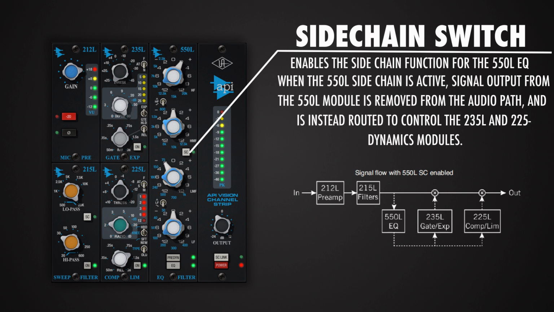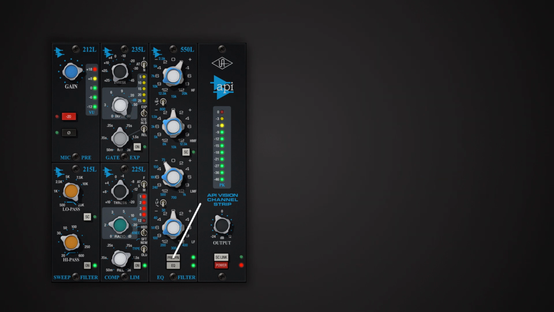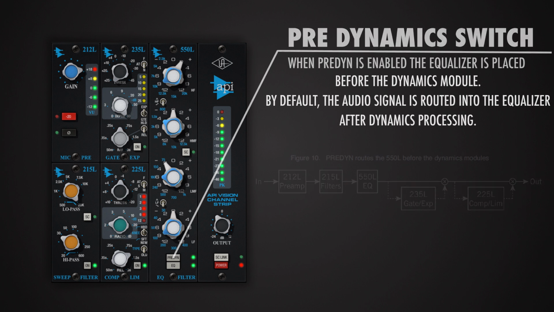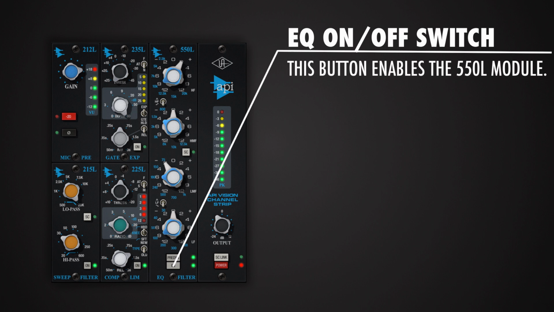This will remove the equalized signal from the audio path. By default, we have the EQ circuitry after the dynamics in the signal flow. With the pre-dyn, or the pre-dynamic switch, we can select the equalizer to be before the dynamics. This allows us to do some advanced routing techniques. And finally, the EQ section can be turned on or off with the on-off switch.